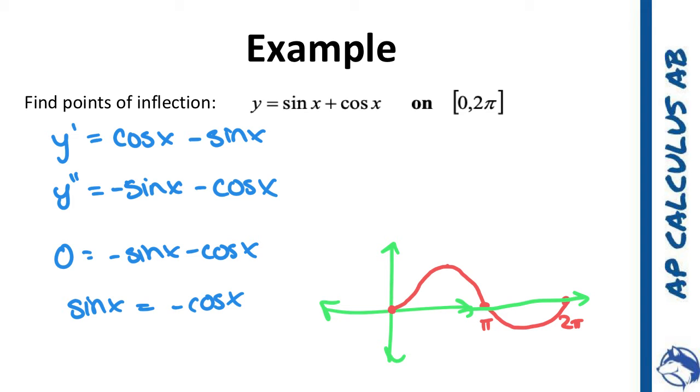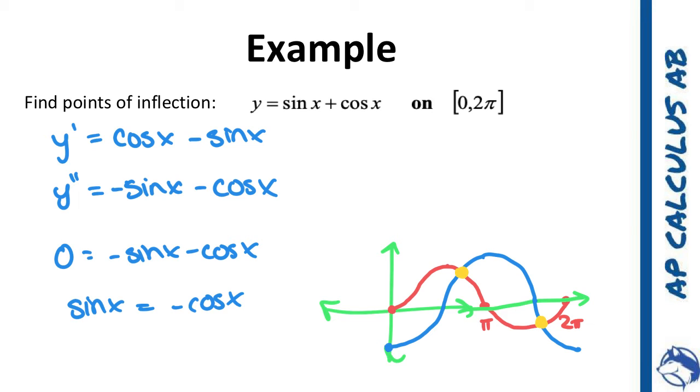So then the negative cosine starts at negative 1, goes down to 0 at pi over 2, goes to a negative 1 at pi, 0 at pi over 2, and then ends at a positive 1. So there are two spots where these intersect, and so that's what I need to find.